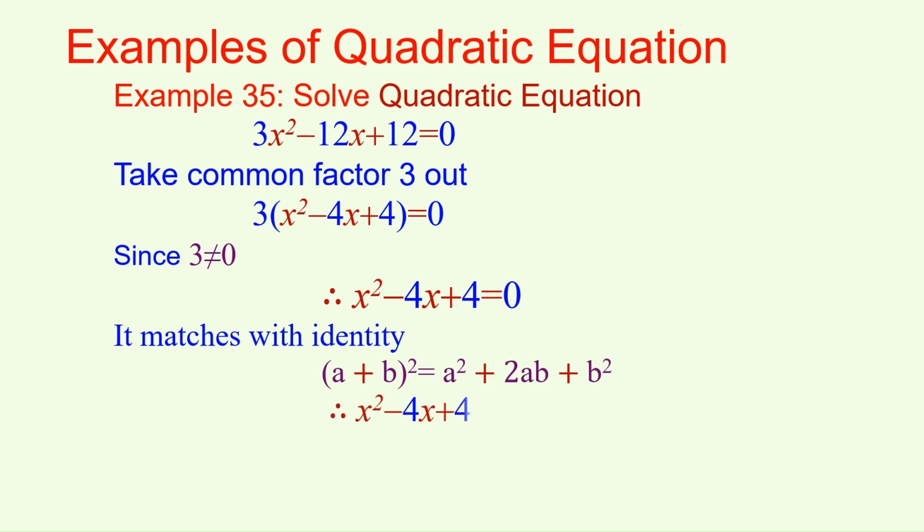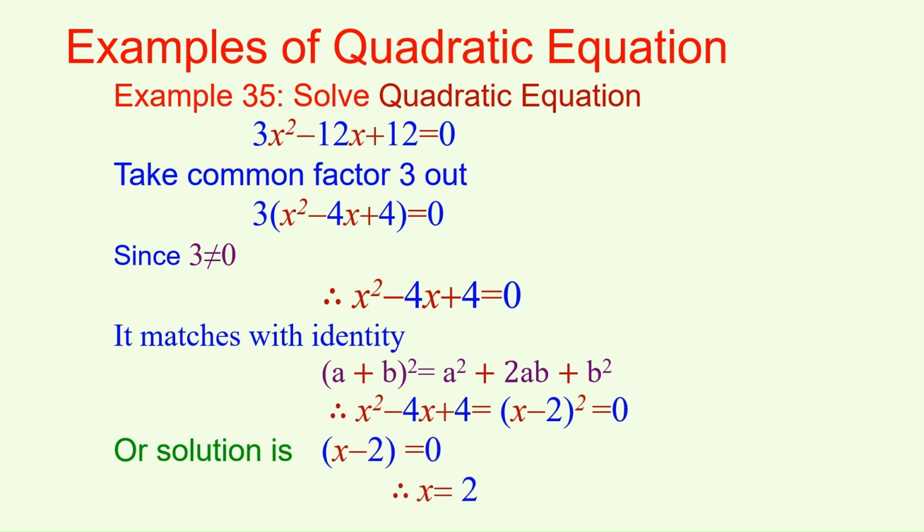It matches with identity (a minus b) squared equals a squared minus 2ab plus b squared. Therefore, (x minus 2) squared equals 0. Or solution is x minus 2 equals 0, therefore x equals 2.